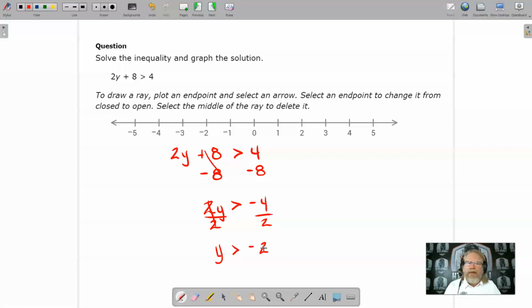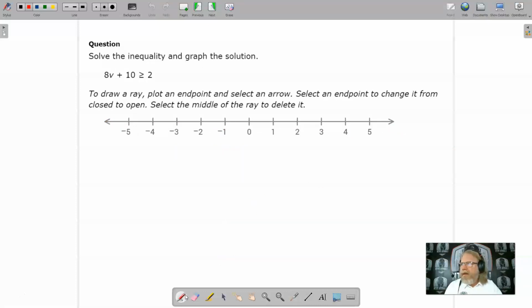So it's going to be all the numbers to the right of negative 2. And we know we're going to the right because our variable's on the left and our sign's pointing to the right. So let's look at negative 2. It is an open dot, and we're going to go to the right. So everything over here to the right. Now in IXL, remember that whenever you do this, click once for an open dot, click again for a closed dot, and then click on whichever end of the number line that you want the arrow to go, and it'll put that in there for you.